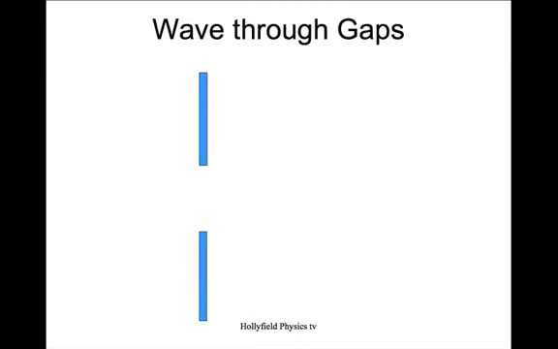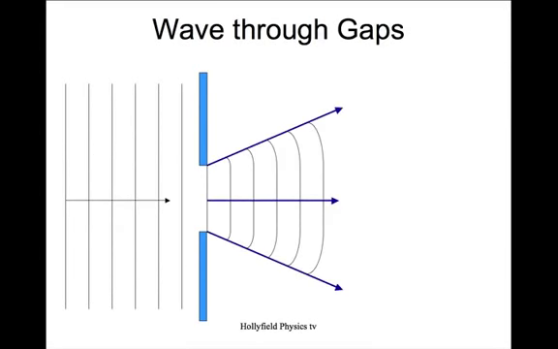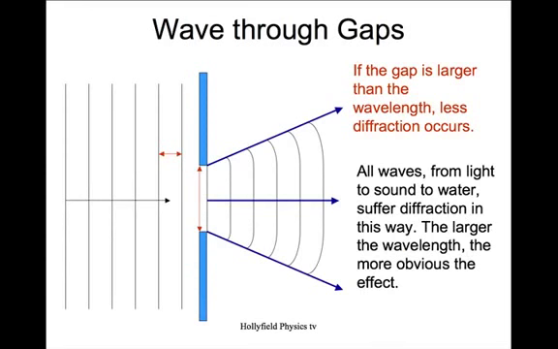Now, if we've got a gap that's slightly larger than before, we'll still get some diffraction, but most of the wave that passes through the gap will carry on being a plane wave, and we'll just get diffraction at the edge. So we've got less diffraction occurring this time. And as you can see, the gap is much larger than the wavelength itself. Now, this effect occurs for all different types of waves, from light waves to sound waves to water waves to microwaves to radio waves. All of them suffer from diffraction, but the longer the wavelength is, the more obvious the effect is.